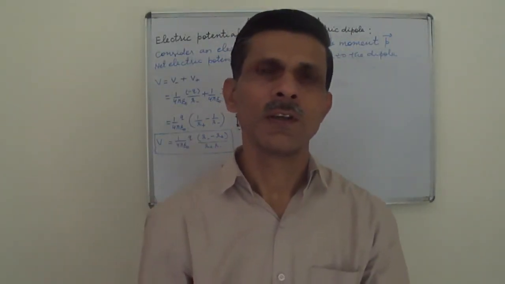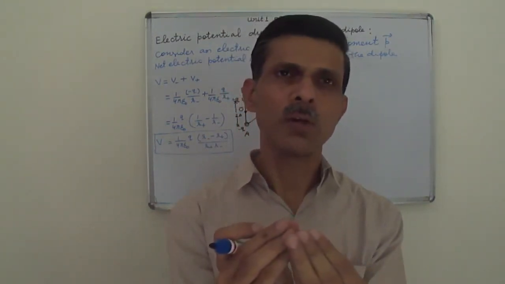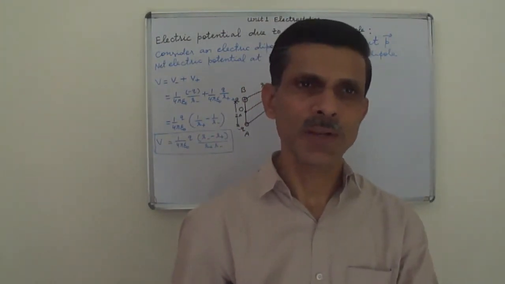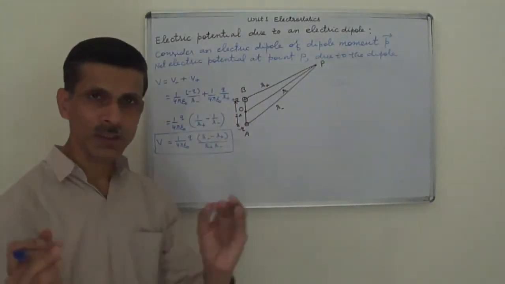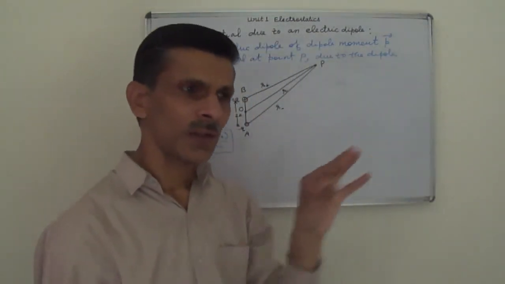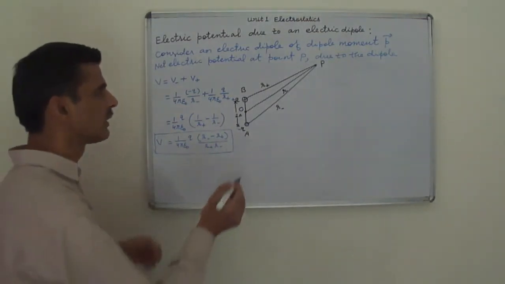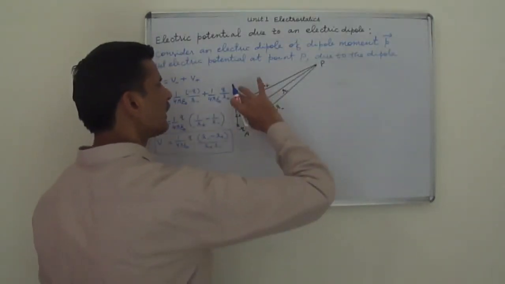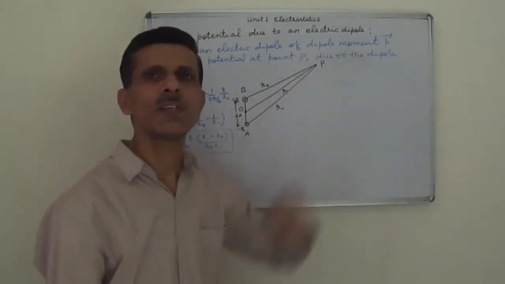Some molecules are in dipole form, and you know that the size of a molecule is very small, and if the point at which we want to find potential is far away, then in this approximation, the point is very far away and the dipole is very short. In this case, these R minus, R plus and R, these three lines are approximately parallel to each other.